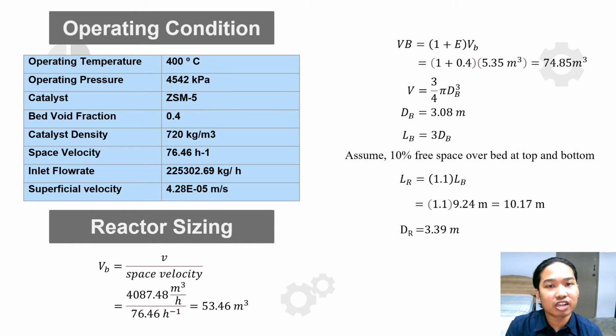Firstly, the volume of the bed is calculated by using this formula and the volume that we get is 53.46 meter cube. After considering the bed void fraction, which is 0.4, we get the bed volume, which is 74.85 meter cube. By using the cylinder volume formula, we can determine the diameter of the bed, which is 3.08 meter. And by using the slenderness ratio, we can determine the length of the bed, which is 9.24 meter. Finally, we can get the reactor length by taking into account 10% free space at the top and the bottom for the support of the catalyst bed, and we get the reactor length, which is 10.17 meter. The reactor diameter is also determined by the slenderness ratio, and we get the value of 3.39 meter.